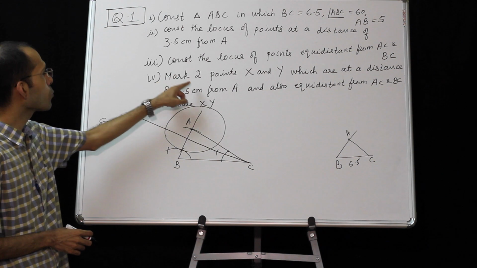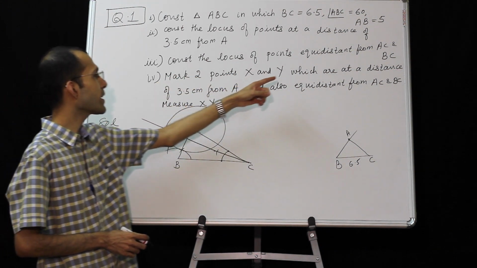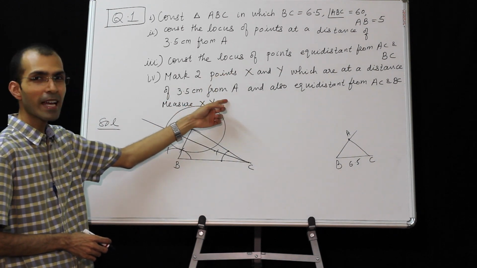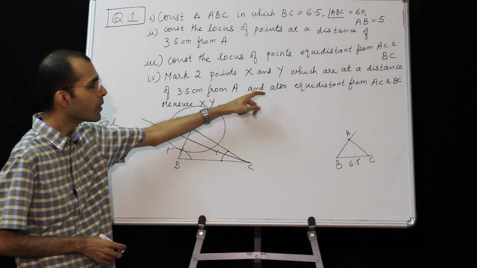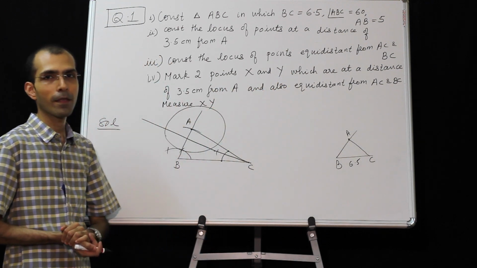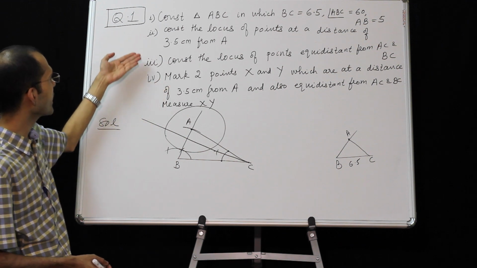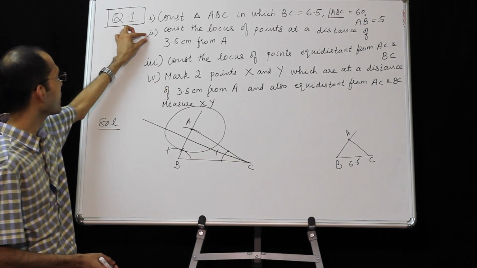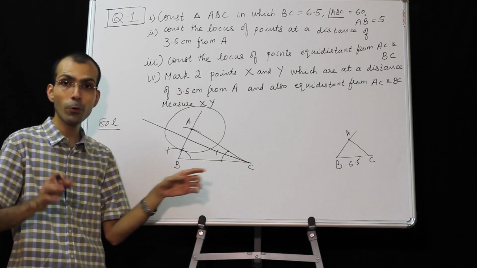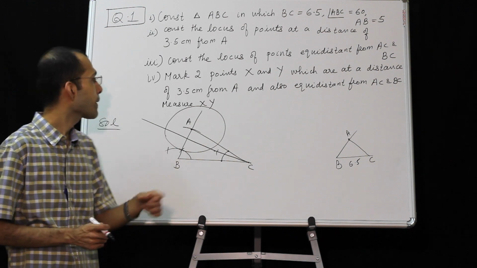Now mark 2 points X and Y which are at a distance of 3.5 centimeter from A and also equidistant from AC and BC. Now if you notice, this fourth subpart is based on second and third. We did second separately, we drew a circle. For third subpart we drew an angle bisector. Now what are we being asked?